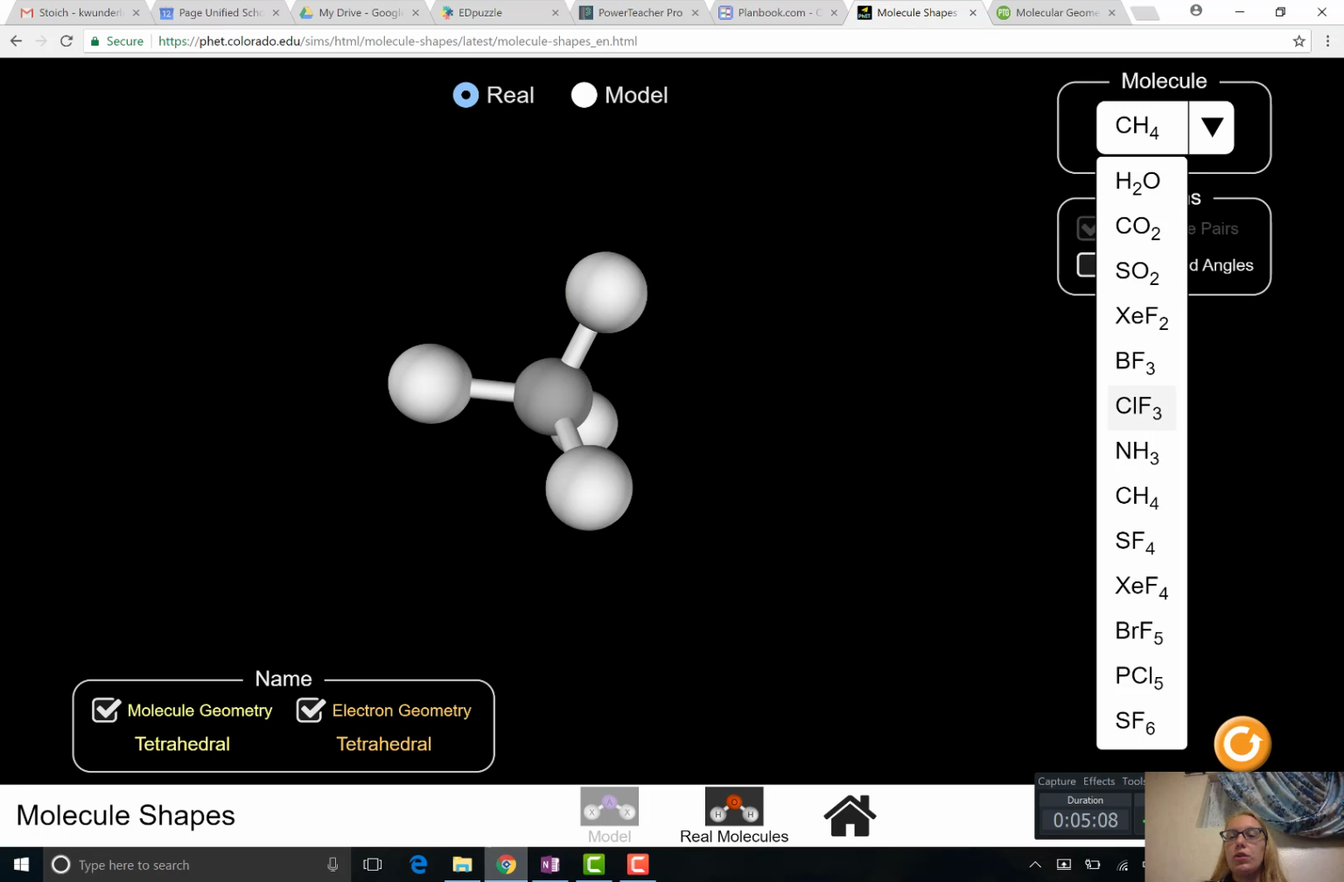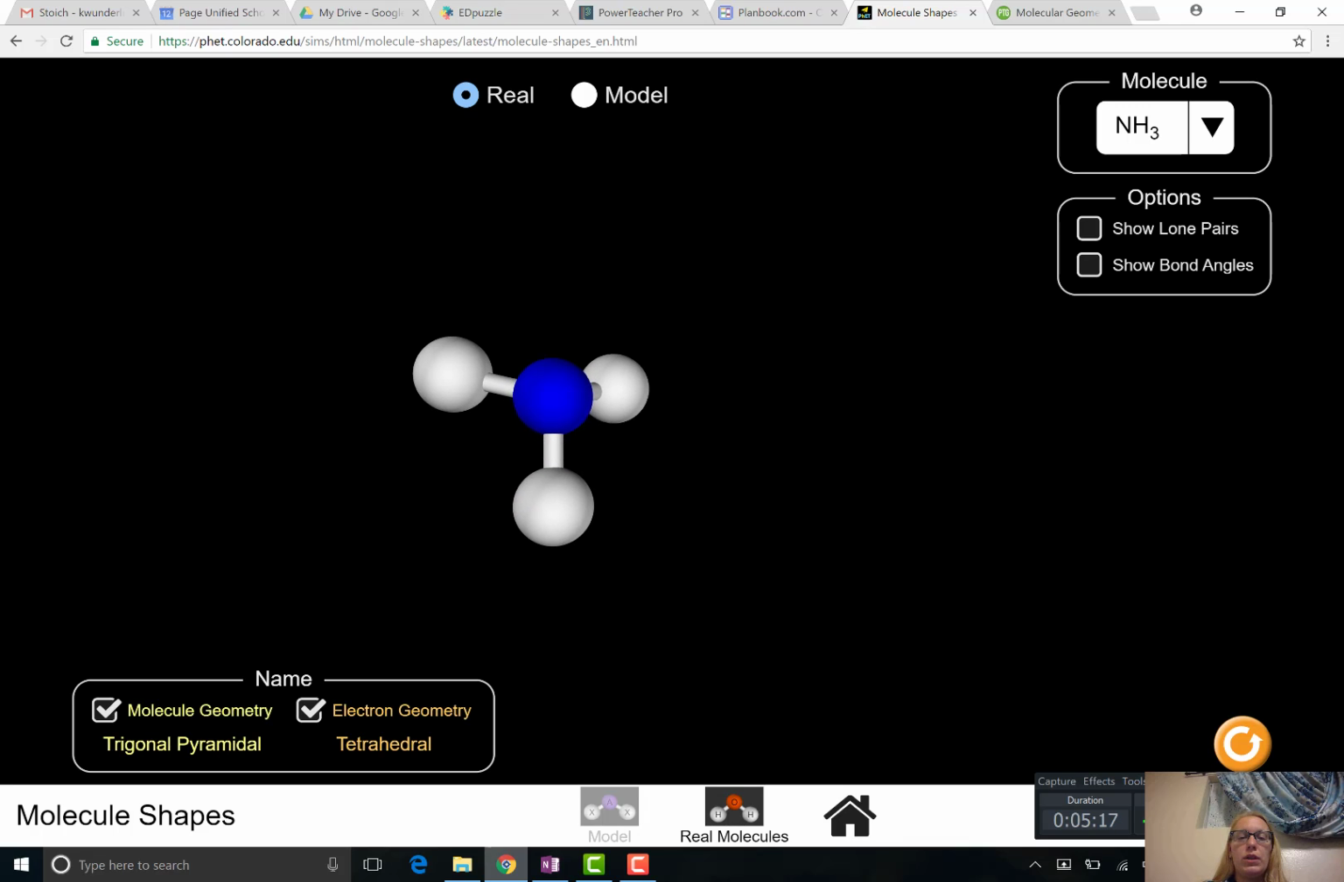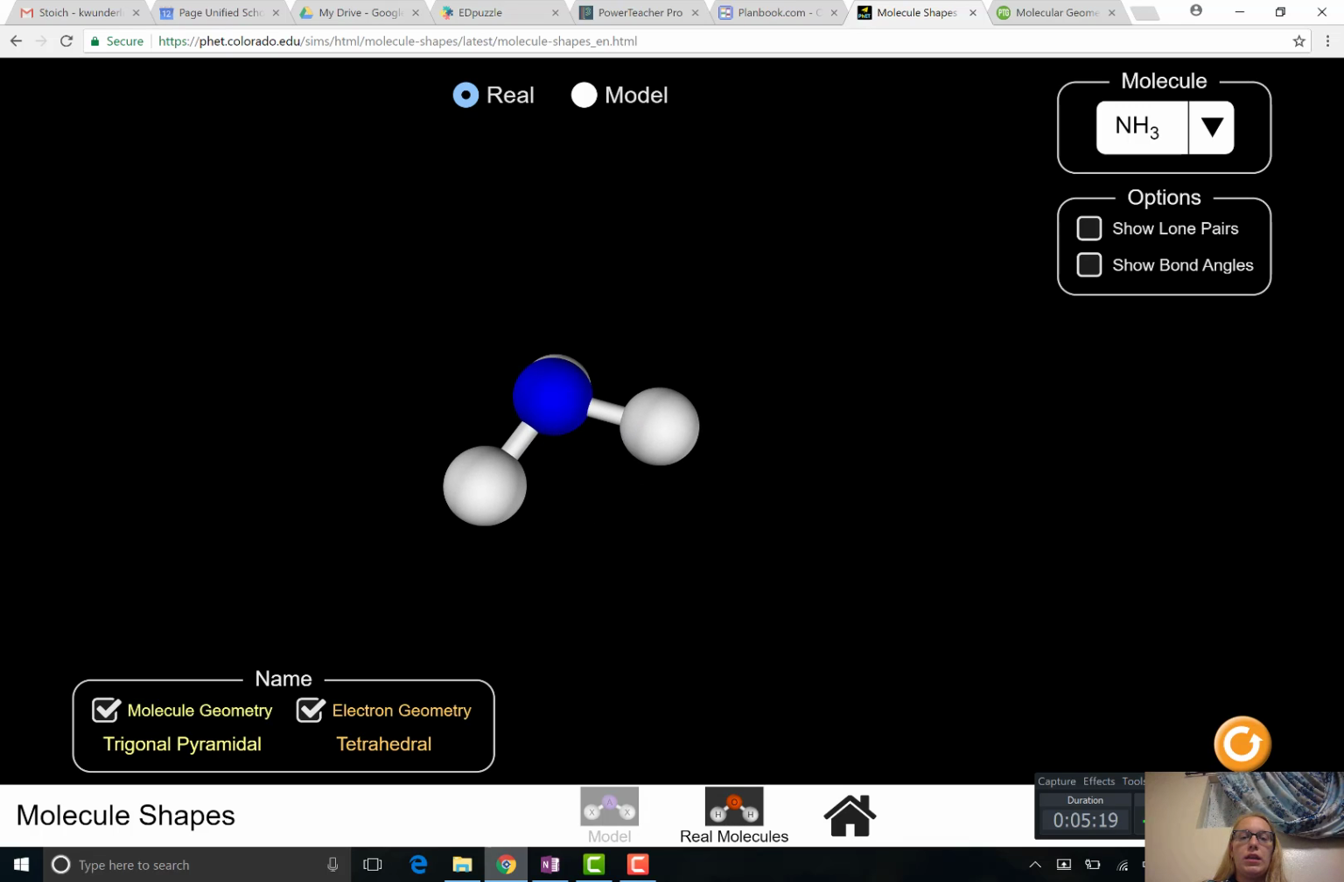The other thing you can do to help differentiate between the two shapes is remove the lone pairs. So now without the lone pairs, hopefully you can see that this is really a pyramid shape, right? These 3 are on a plane, the 3 white ones are on a plane, and the blue one is elevated, where that might not be as obvious tucking the lone pairs in there.